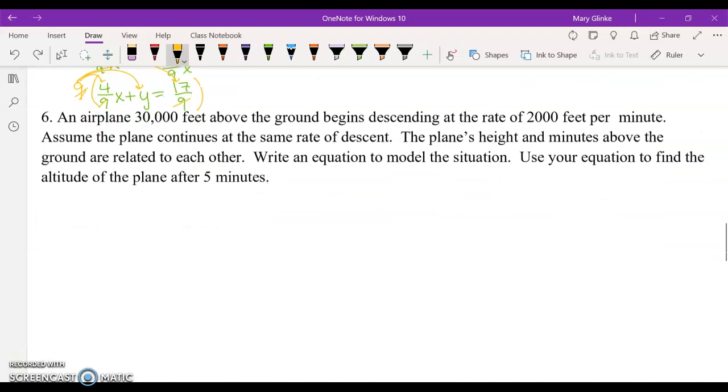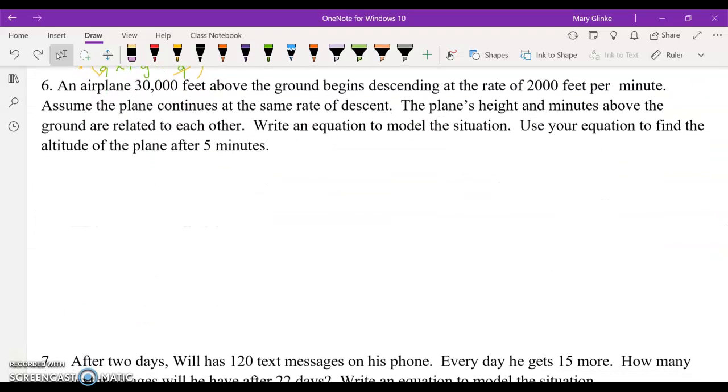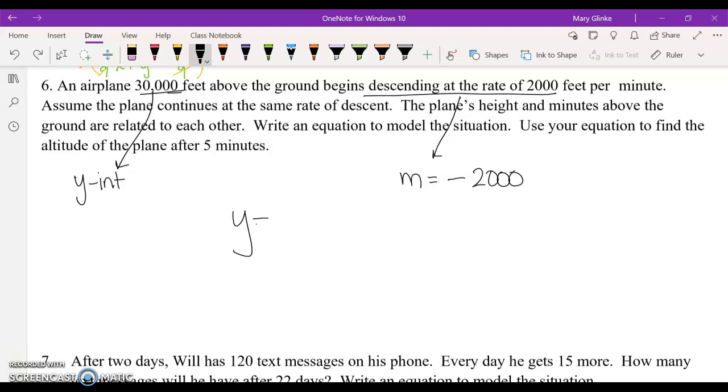So now we're going to try a couple of the word problems on the back side of your warm-up. Number 6, you had an airplane. It's starting 30,000 feet above the ground. This right here represents your y-intercept because it's your initial amount. It is descending at the rate of 2,000 feet per minute, which means it's decreasing by 2,000, and that's your slope. So our equation, it says write an equation to model the situation. We can just go right into slope-intercept form. So y equals -2,000 x plus 30,000.